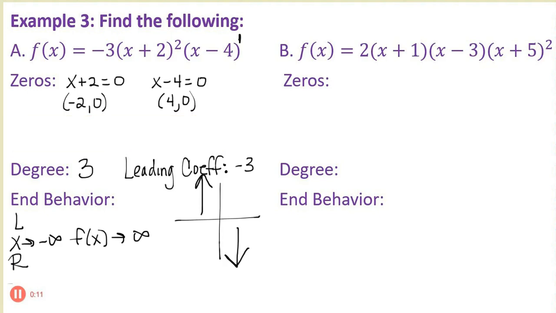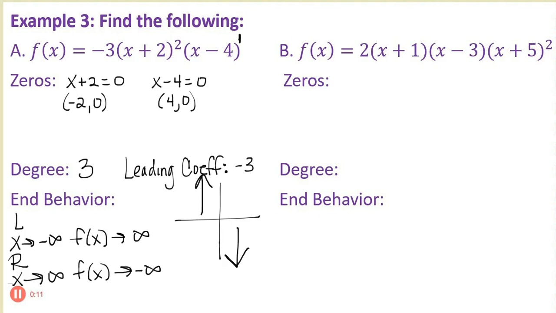On the right, as x gets larger, f of x is getting smaller. And that is my end behavior. Let's do the same thing with the second function.